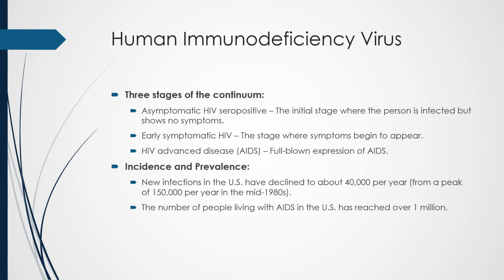There are 3 stages of the continuum. The asymptomatic HIV seropositive stage is the initial stage where the person is infected but shows no symptoms. Early symptomatic HIV is the stage where symptoms begin to appear, and HIV advanced disease is also known as AIDS, the full-blown expression of AIDS.